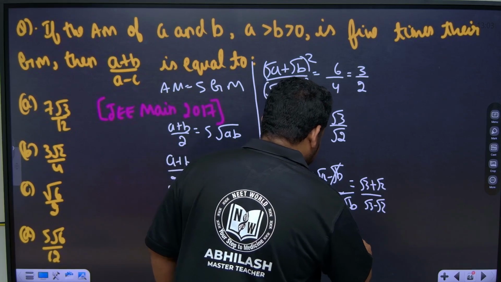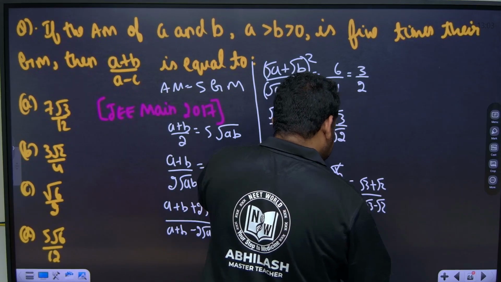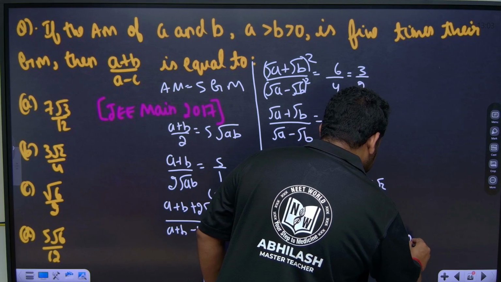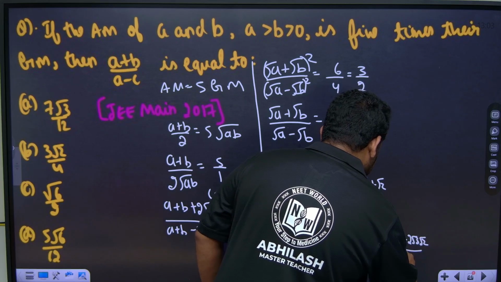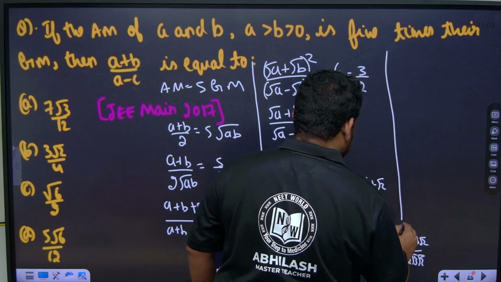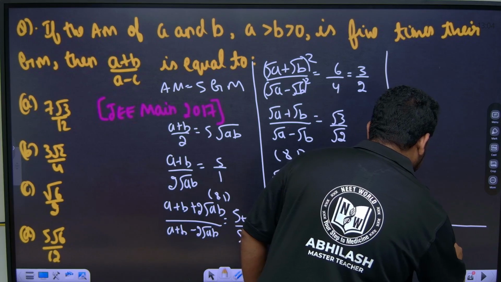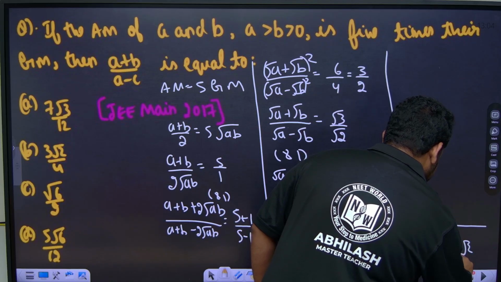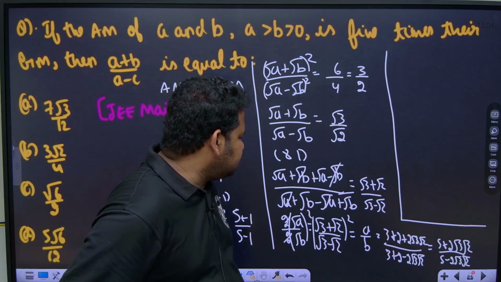What I will get is a by b is equal to (√3+√2) whole square over (√3-√2) whole square. This is nothing but, so this will be 3 plus 2 plus 2 times √3 into √2, right? And the denominator will be 3 plus 2 minus 2 times √3 into √2. Now what I will get? This will be equal to, I will write it here, 5 plus 2√3√2 over 5 minus 2√3√2. Clear now? So now I got this much. A by b is this much.